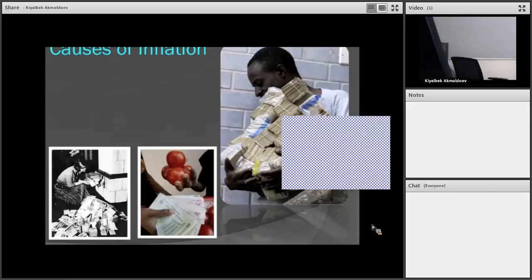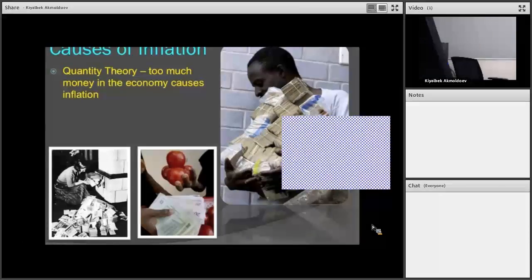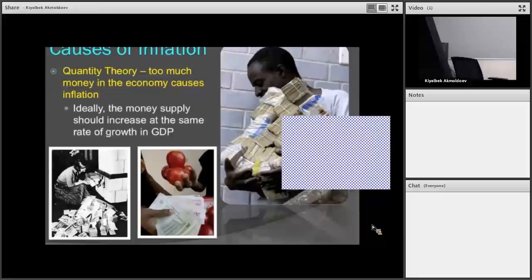Now, why does inflation happen? There are effectively three theories to this. The first is called the quantity theory. Too much money, prices go up. In other words, you've got too much currency out there in the economy. If this happens, then you're going to have too much money chasing too few goods, and this is going to cause inflation. So in theory, ideally, the money supply should grow at the same rate as GDP.